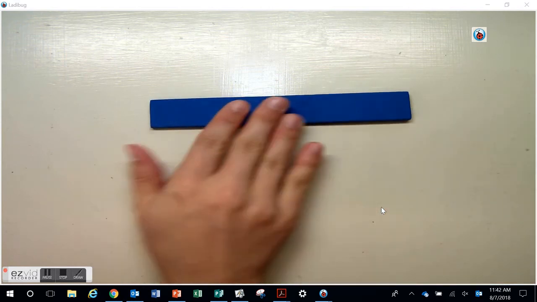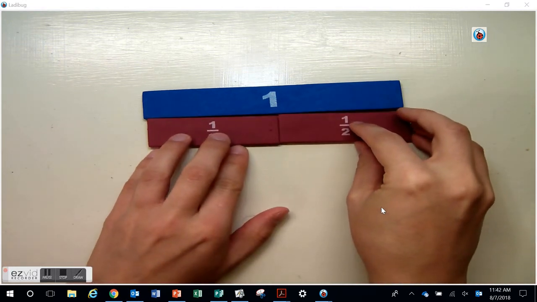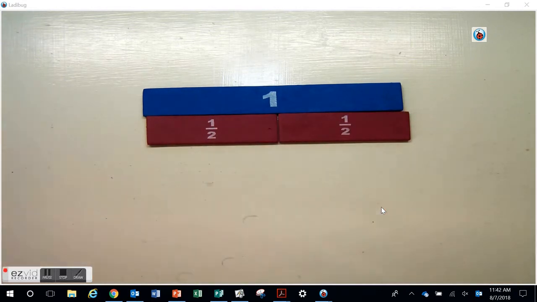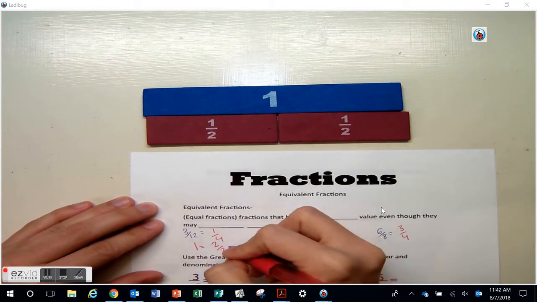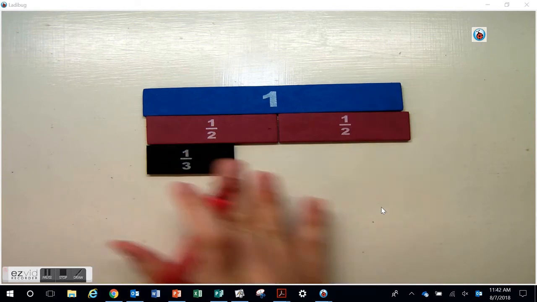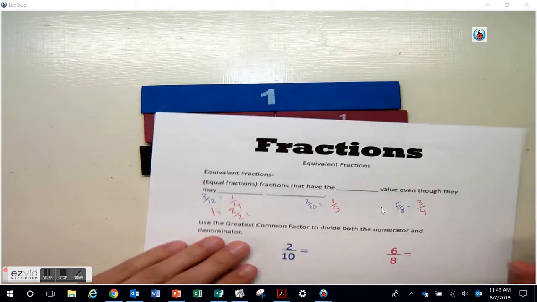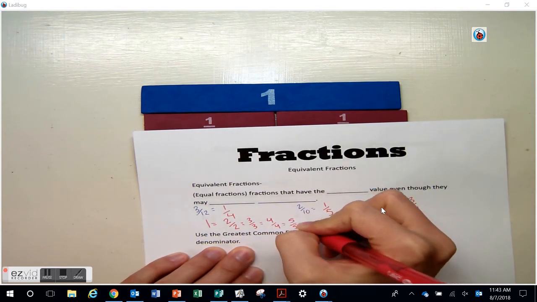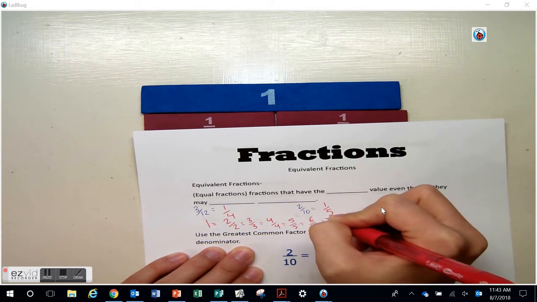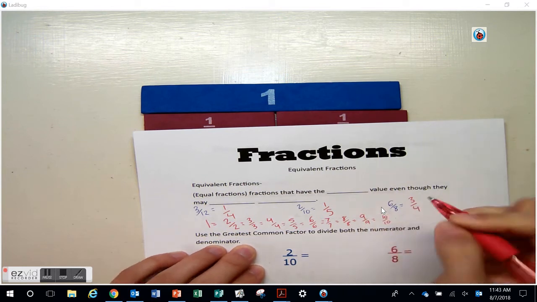If I have the number 1, are there any fractions that equal the number 1? Well, I could put two 1/2 pieces together. So let's go ahead and write that in our notes. The number 1 equals 2/2. It could also equal 3/3. It could also equal 4/4, 5/5, 6/6, 7/7, 8/8, 9/9, 10/10, and so on and so on.